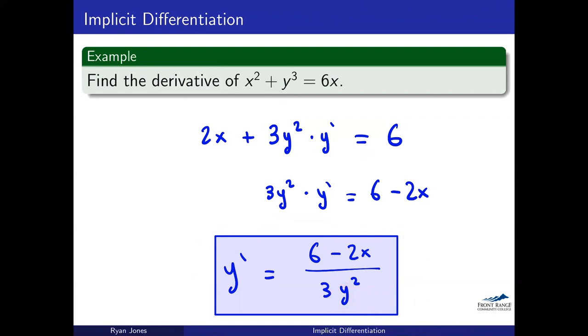The nice thing is that, honestly, we kind of don't care. A lot of the time we just have this as our answer, and we say, hey, good, we're done. This is fine. We'll just leave it like this. Yeah, it's in terms of x and y, but whatever, that's fine.